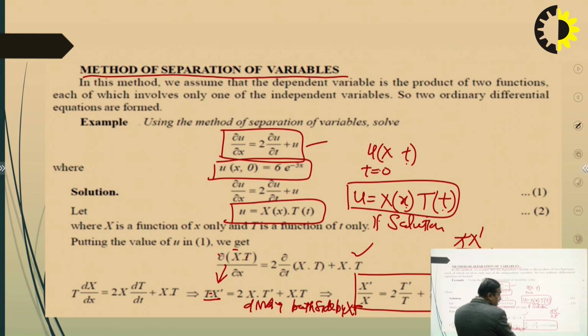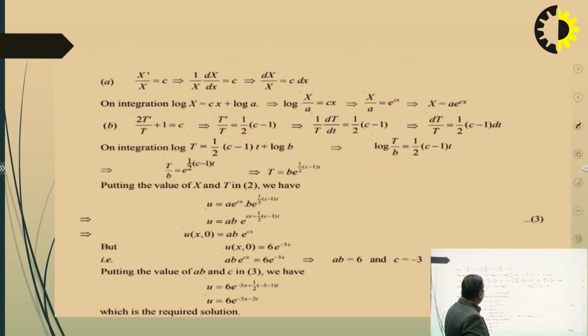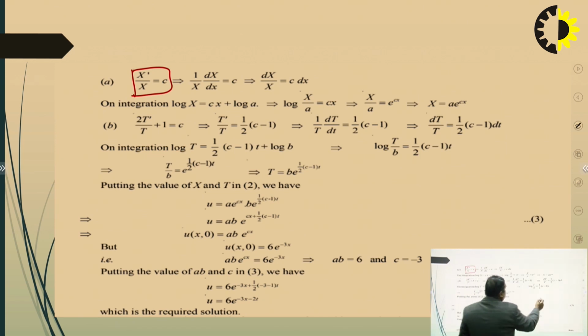Now these are the separated variables. The function of x is separated and the function of t is separated. That is the separation of two variables. Here x is on one side, t is on the other side, and let us take them equal to c. Now we shall solve X dash upon X and T dash upon T separately. Let us take X dash upon X equal to c.